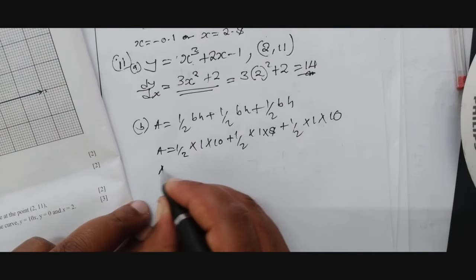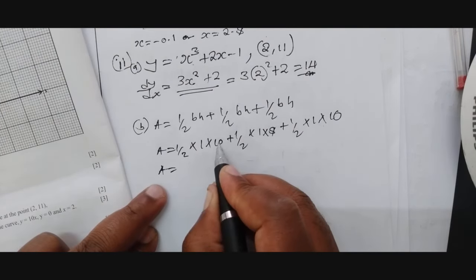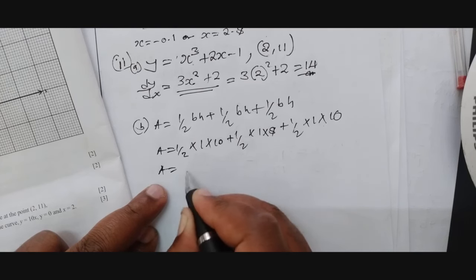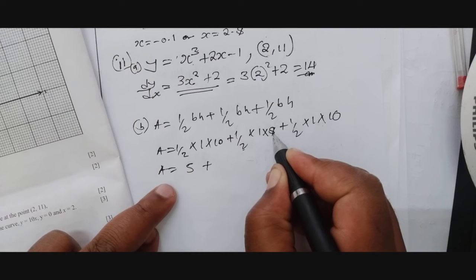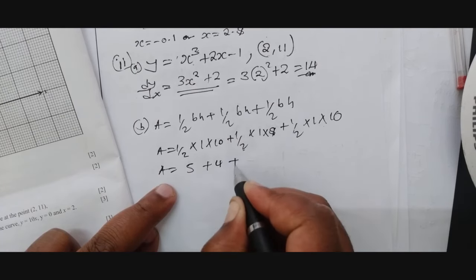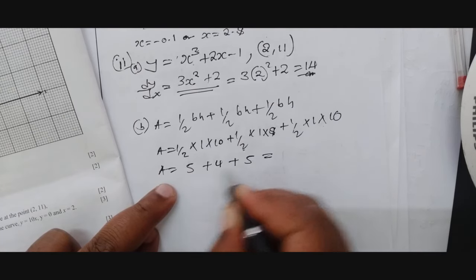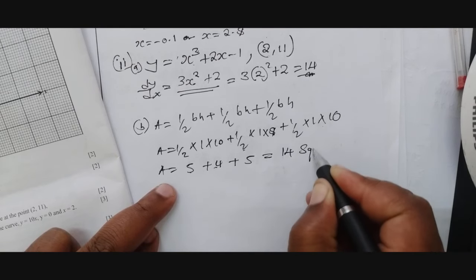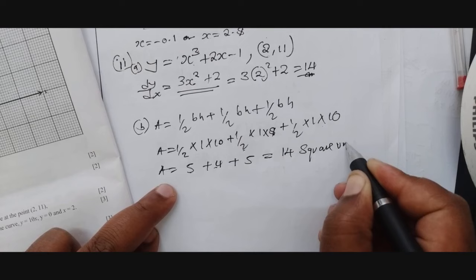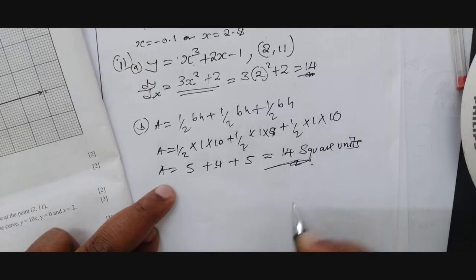So area is equal to half of 10 is 5, by 1, so I've got 5, plus half of 8 is 4, plus half of 10 is 5. 5 plus 5 is 10, plus 4 is 14 square units. That is our area.